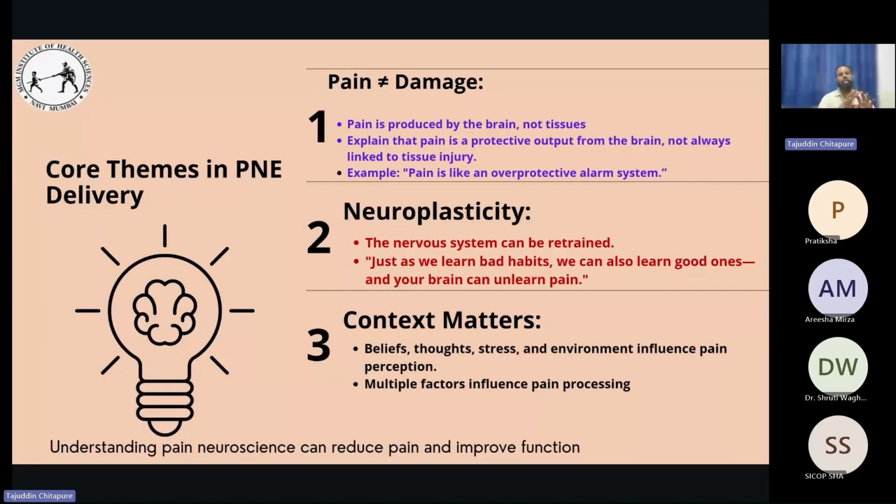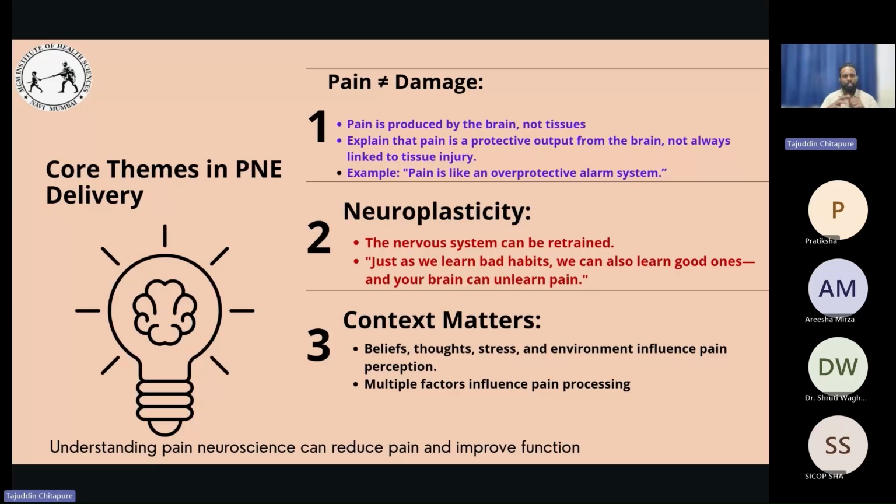So here are the main core themes behind PNE. First, pain is not equal to damage. Pain is produced by the brain, which we have already seen in the scenario and the experiment, by the brain, not the tissue. Explain that pain is a protective output from the brain, not always linked to tissue injury. For example, pain is like an overprotective alarm system, as we discussed earlier.